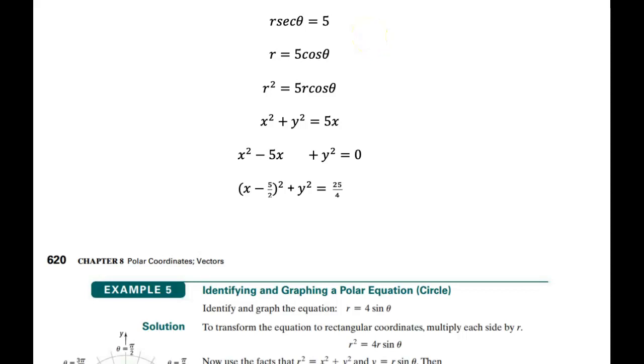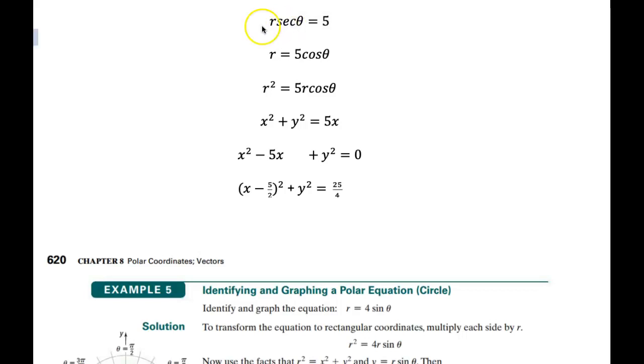We're going to consider a problem here where we're changing from polar to rectangular coordinates. The problem is r times the secant of theta equals 5. So the first thing we want to do to make it look like rectangular coordinates, we need to get things in terms of r, cosine theta, and sine theta. So I'm going to take care of this secant theta right here.